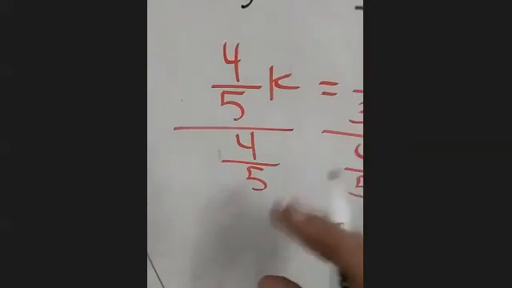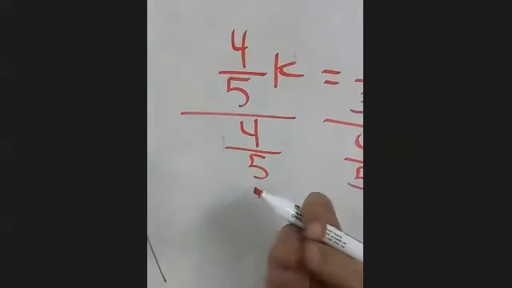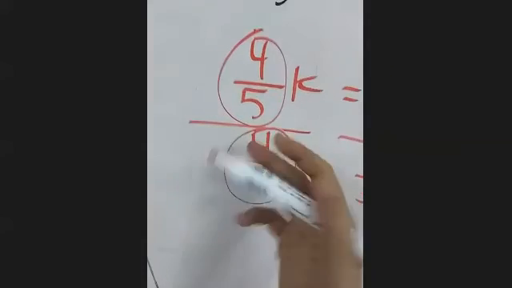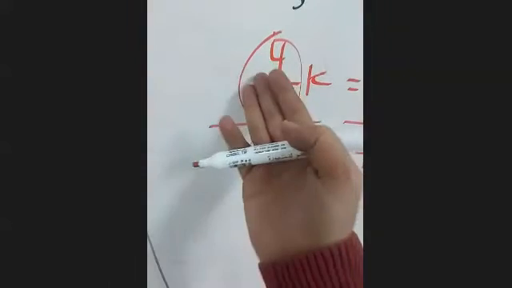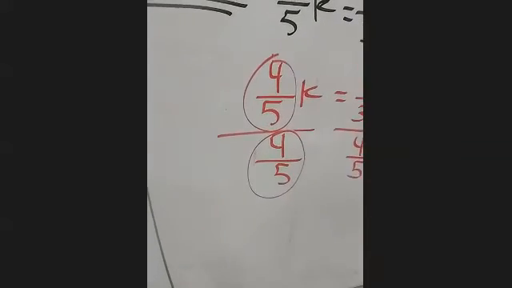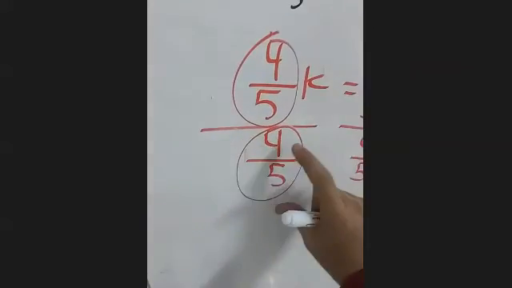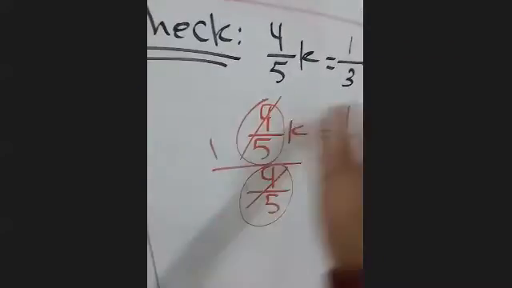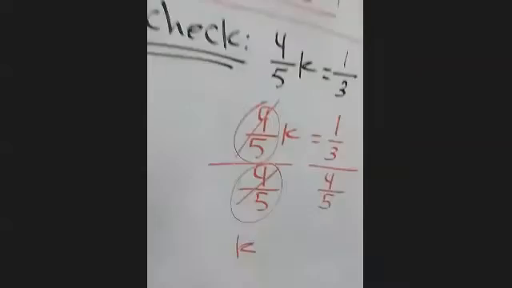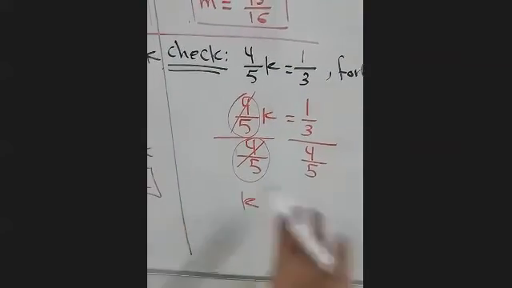1 and 2 or 2.5. Focus, calm down a bit. Now 4 over 5 divided by 4 over 5, how much? 1 over 1. A number divided by itself, how much? It is 1. 1K. How much is 1K? K. So they are gone. Is this difficult? No.